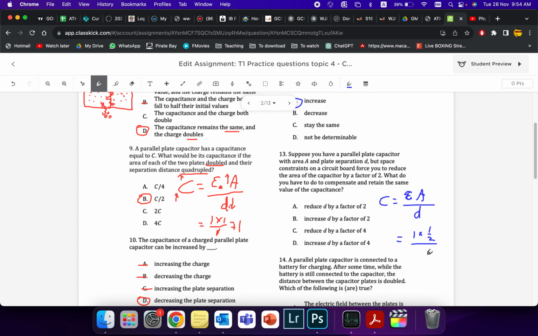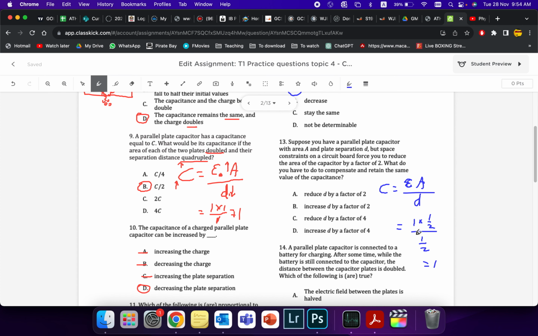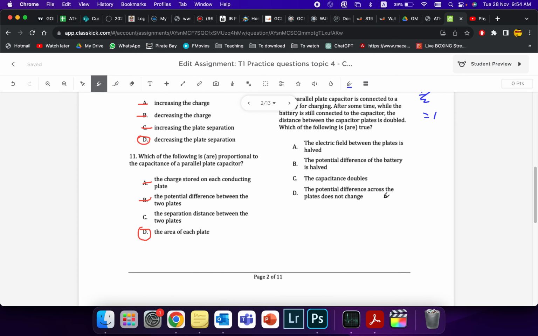If I doubled it, that's bad, because it will reduce further. It will become a quarter. If I half this, what happens? A half divided by a half, that cancels. That becomes 1 again. So that means I can reduce the D by a half. These two will just cancel, and you will just get 1. So A is the best answer.